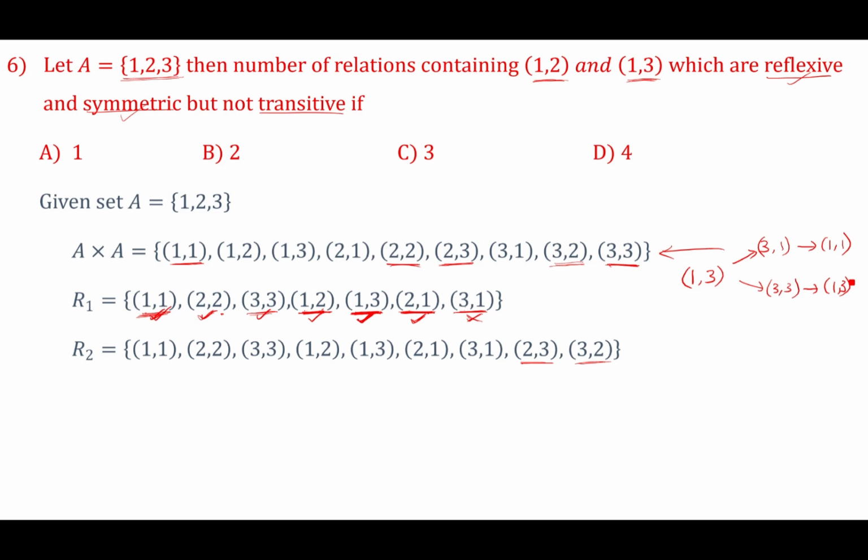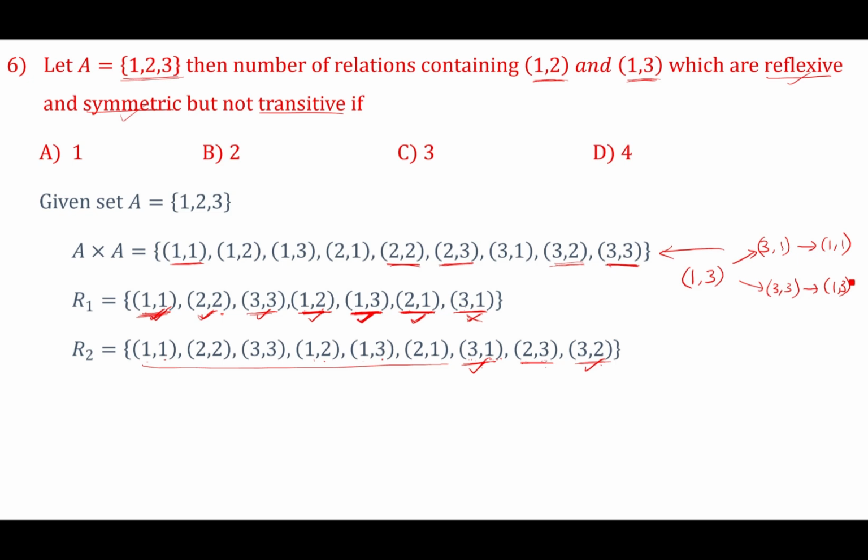Now up to here all these satisfied transitive. I have to check for these three only, for transitive. (3,1), (1,1), and (3,1) is there. Yes. (3,1), (1,3), and (3,3) is there. Yes. (3,1), (1,2), and (3,2) is there. Yes. So this satisfies the transitivity test.